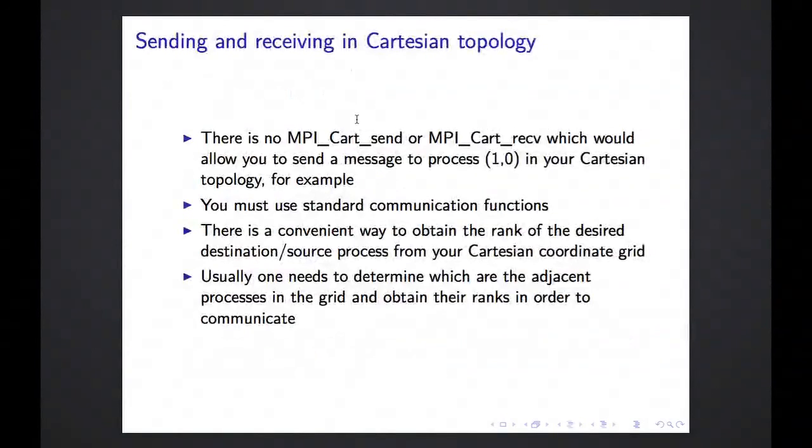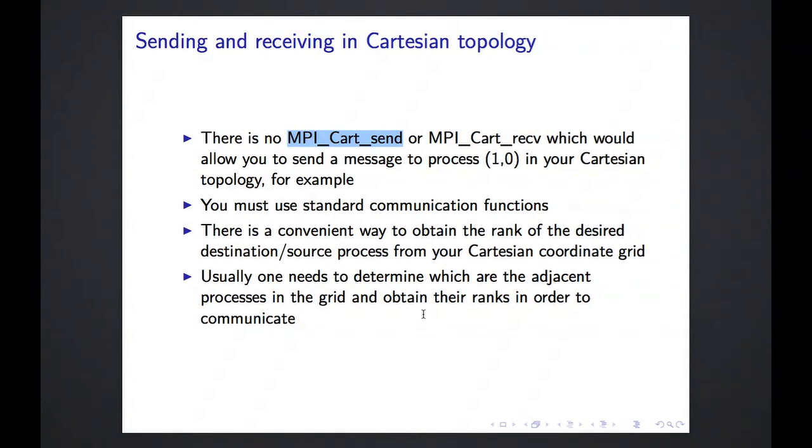So we are fairly close to the end. Let me just cover a few salient points about Cartesian topology. One important point to note is that there is no MPI Cart Send or MPI Cart Receive, which would allow you to send a message to a process using the multi-dimensional index in your Cartesian topology. So you still have to use standard communication functions. But there is a convenient way to obtain the rank of the desired destination and source process from your Cartesian coordinate grid.